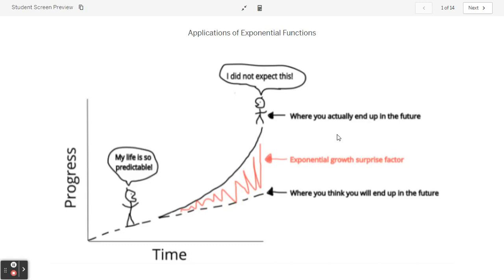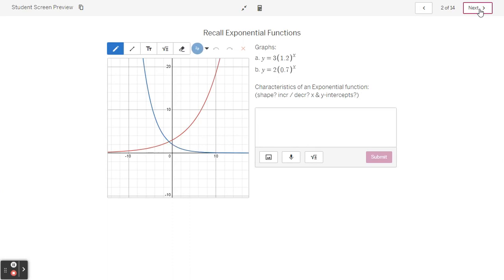This video is on the applications of exponential functions. Let's recall. An exponential function as a graph would give you an L-shaped curve. Example 1, we have y is equal to 3 times 1.2 to the power x.